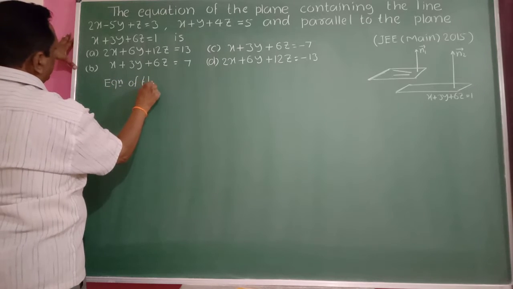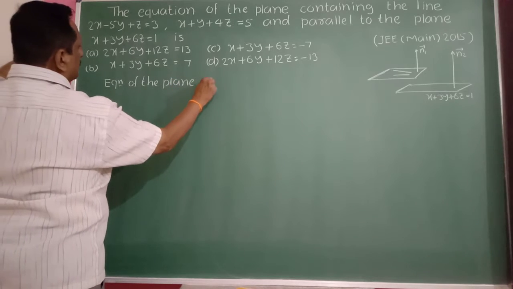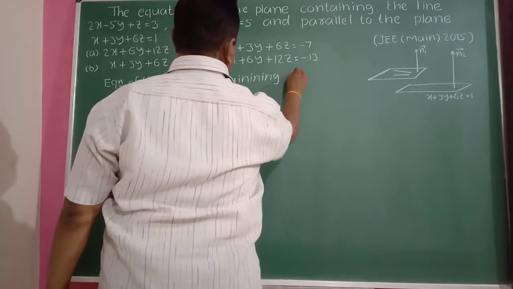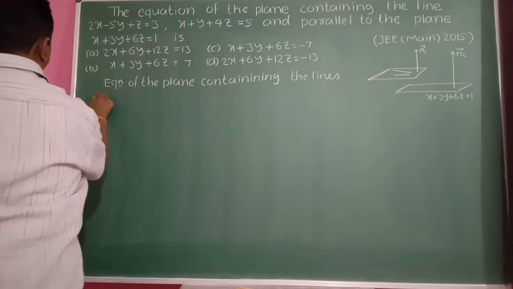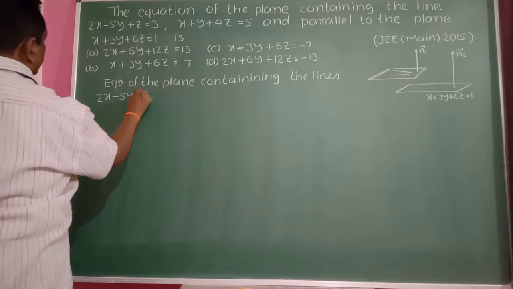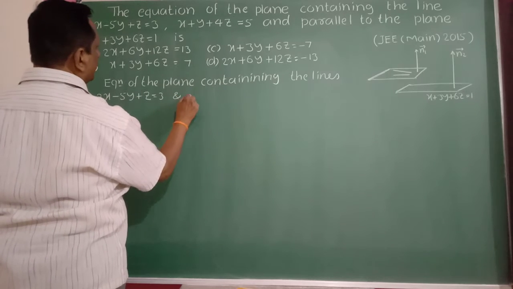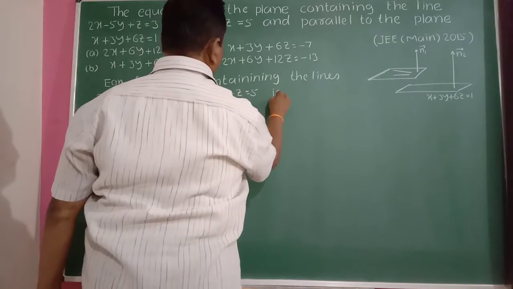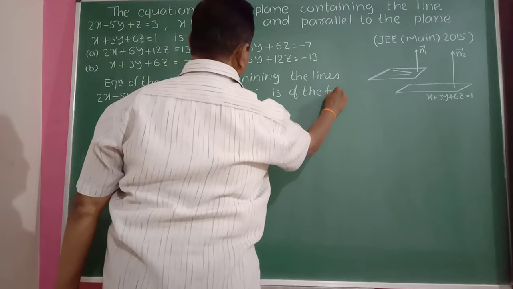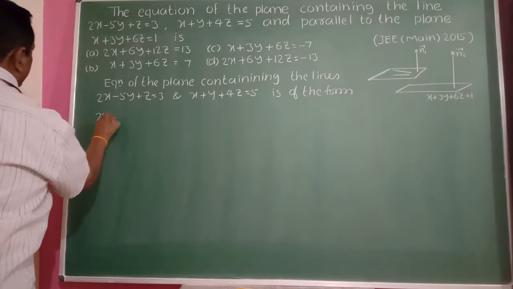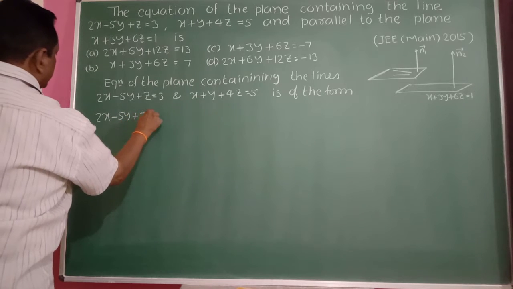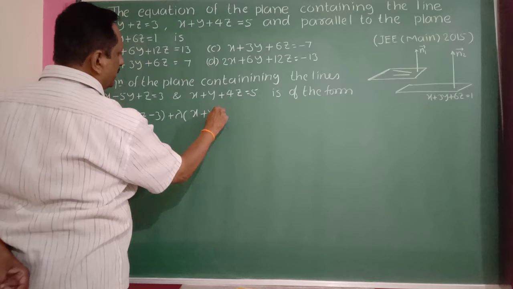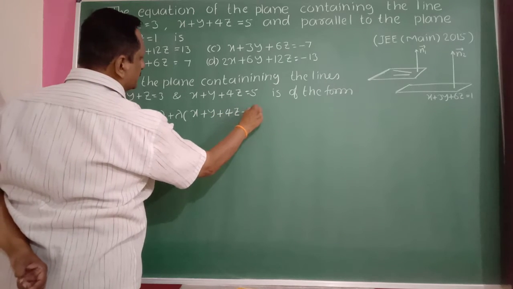Equation of the plane containing the lines 2x minus 5y plus z equal to 3 and x plus y plus 4z equal to 5 is of the form: first write here 2x minus 5y plus z, take 3 to the left side, minus of 3, plus lambda into bracket of x plus y plus 4z, take 5 to the left side, minus of 5 is equal to 0.